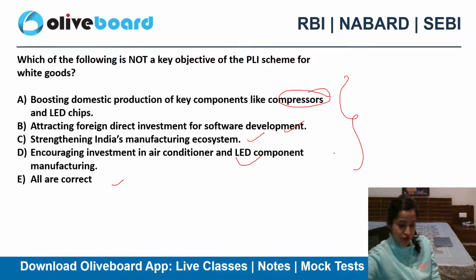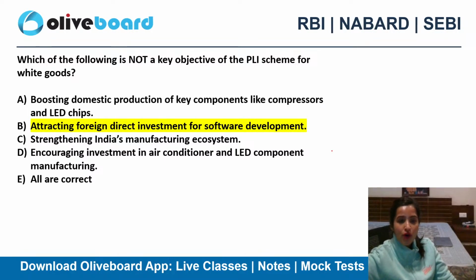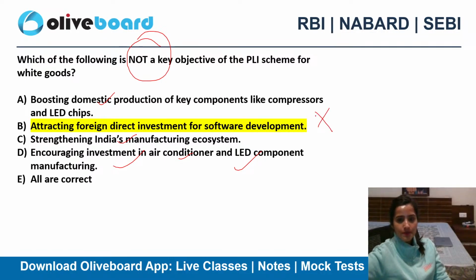What is the answer to this question? So the answer is attracting foreign direct investment for software development. They are asking which is not a key objective of the PLI scheme. So we talked about boosting domestic production. We talked about strengthening India's manufacturing ecosystem, encouraging investment in air conditioner and LED component manufacturing. We talked about these terms, right? We did not talk about direct investment for software development. Clear?